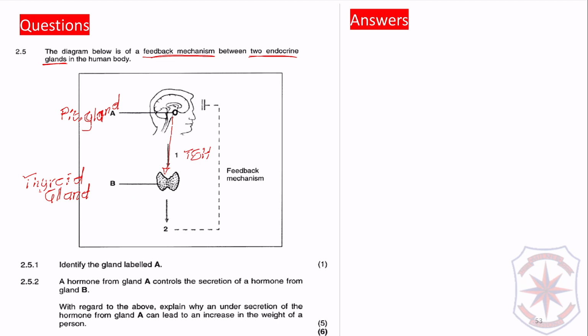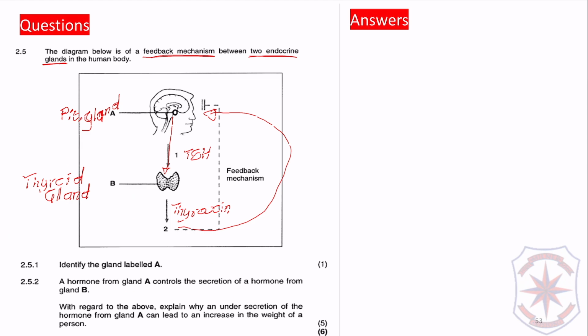And then what is hormone 2 that is secreted by the thyroid gland? Hormone 2 would be thyroxin. Okay, guys? Remember, when too much thyroxin is secreted, that will inform the pituitary gland to secrete less TSH. When too little thyroxin is secreted, that will also inform the pituitary gland to start secreting more TSH. Okay, so that's why you see the dotted line leading back to the pituitary gland.